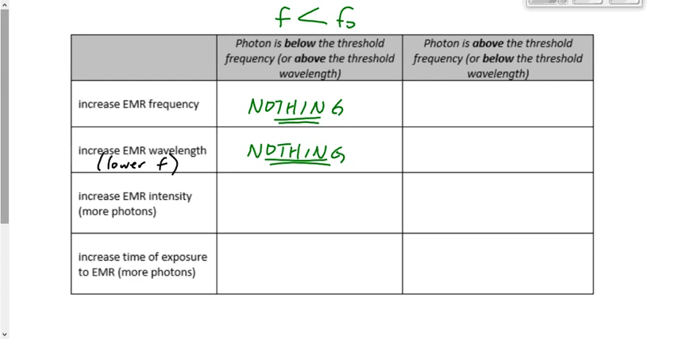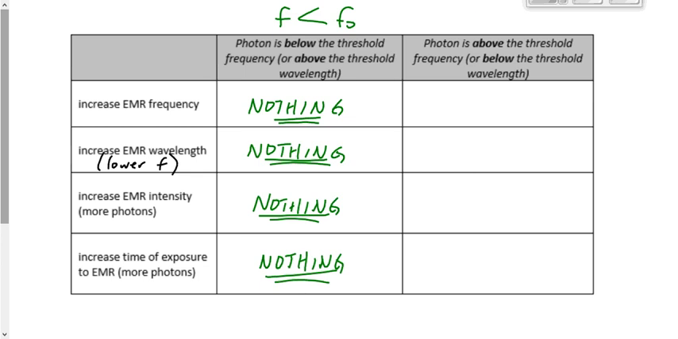What if I increase the intensity, which just means more photons? If each one of them has insufficient energy to eject an electron, then it doesn't matter how many of them we have, nothing's going to happen. If we're below the threshold frequency, we can do whatever we want. As long as we stay below the threshold frequency, you will never get an electron ejected. You will never get a current, an electric current generated here.